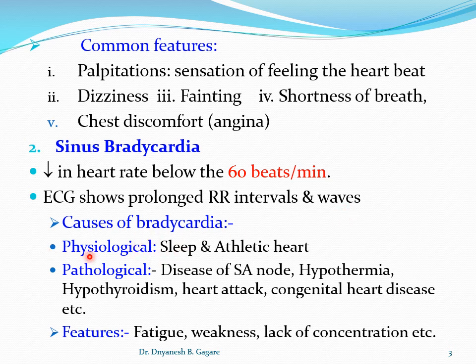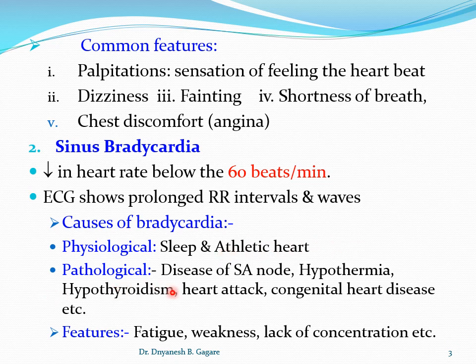Then what are the causes of bradycardia? It is opposite to the tachycardia. For example, physiological causes of bradycardia: when the heart rate decreases below 60, it may be during sleep. During sleep all activities decrease, basal metabolic rate decreases, and that's why heart rate decreases. In an athletic heart, due to the training in an athletic person, their heart is strong, that is a hypertrophied heart, and that's why the heart rate remains lower normally in an athletic person also.